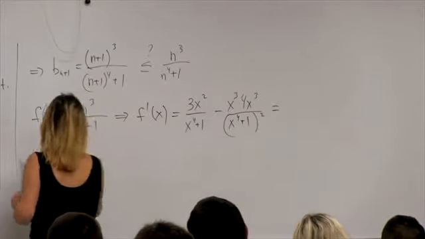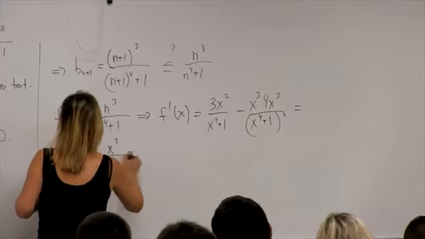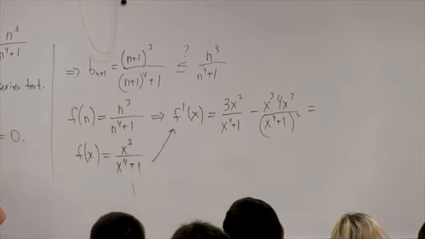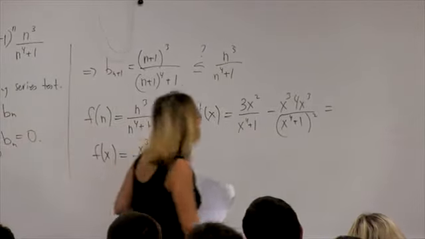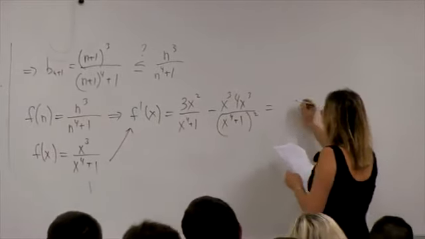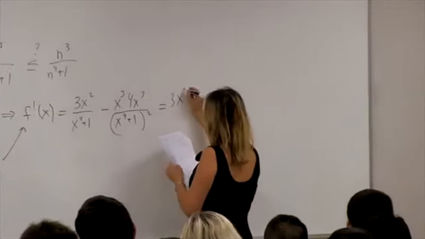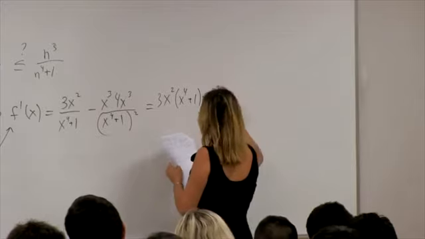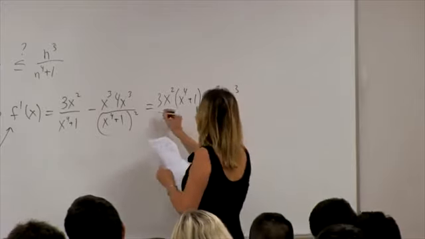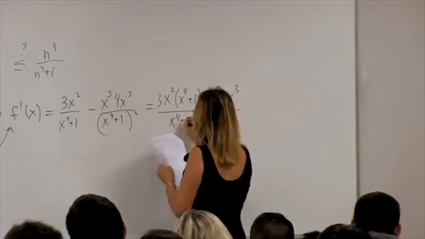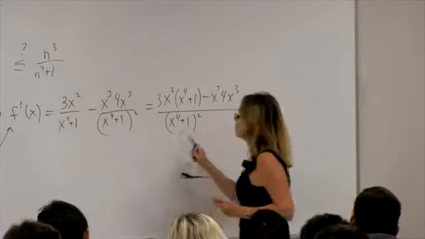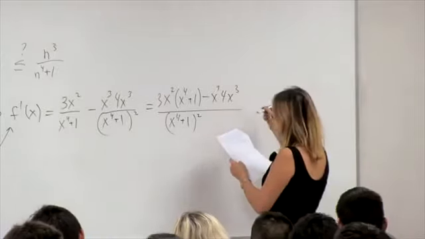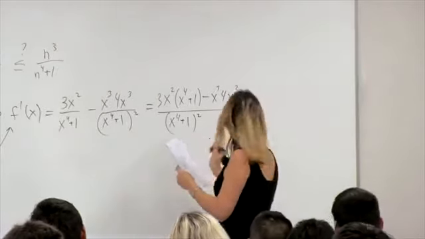Sorry, let me just write down f of x here for you. It's x cubed over x to the 4th plus 1. So this is the one that I'm differentiating. It's a fraction. Differentiating a fraction is relatively easy. I just have to simplify. And all we need is the sign of this, right? The denominator is always going to be positive, so I don't have to worry about it. I just have to manipulate the numerator.